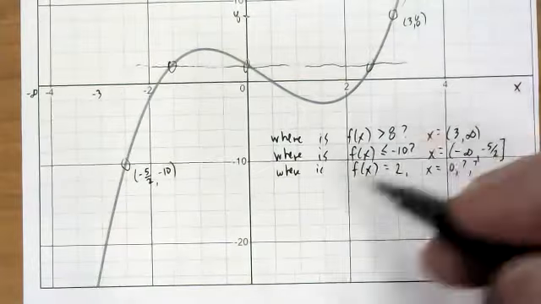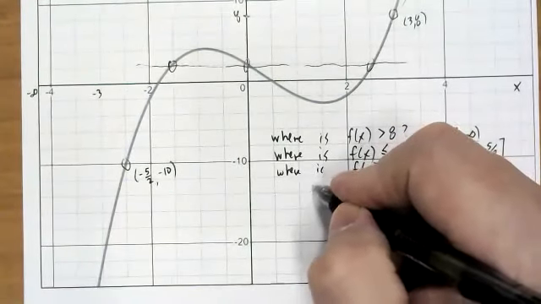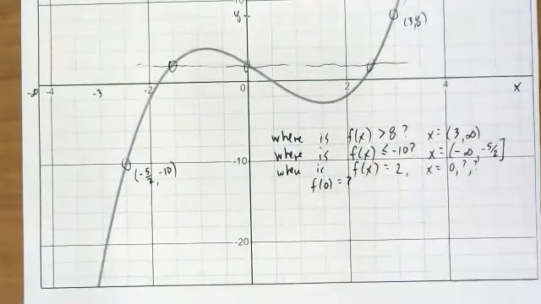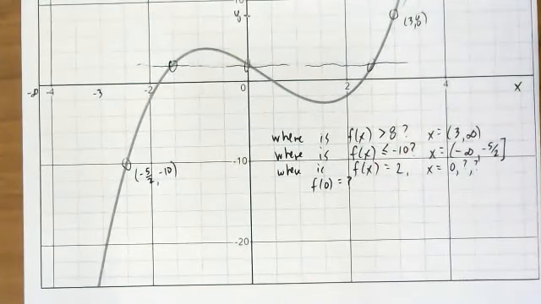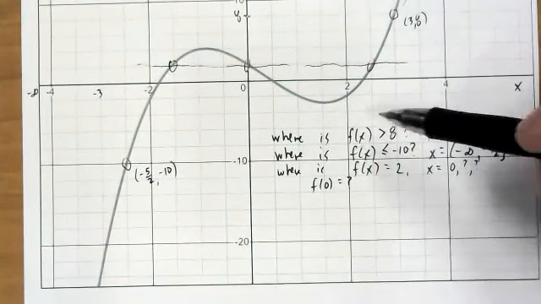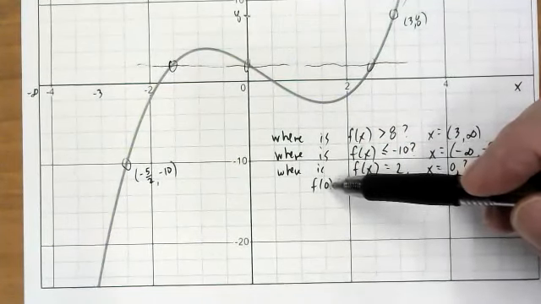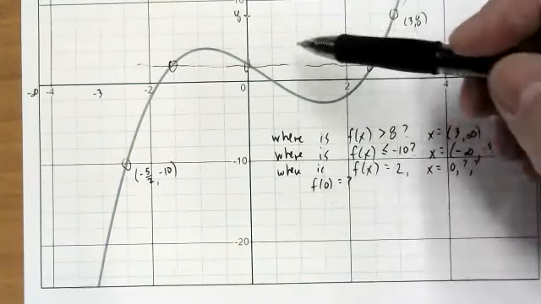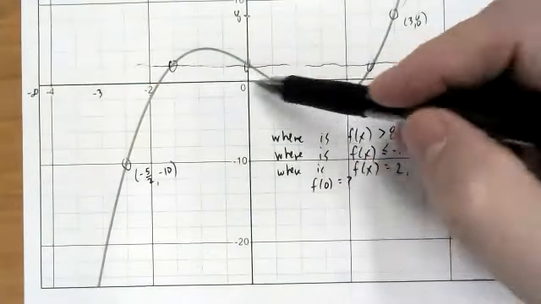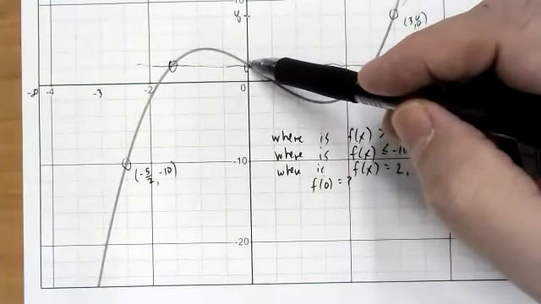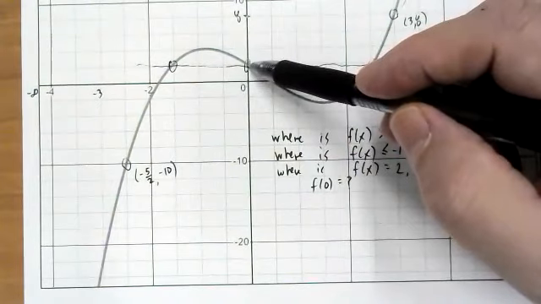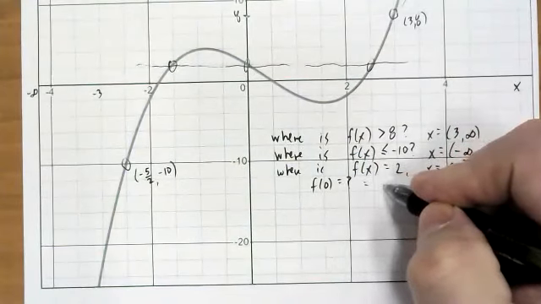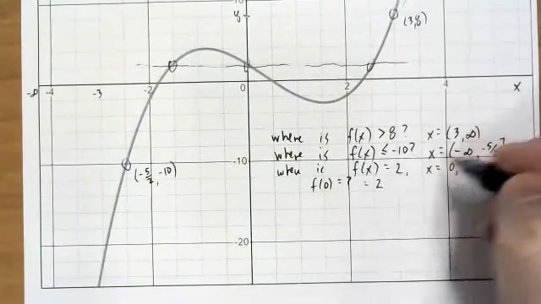Matter of fact, just for fun, I could have said, what if I ask this? f of zero equals what? This means go on the graph and find where on the graph x equals zero. Well, here's my x-axis. Zero's right here. Here's the point on the graph where x equals zero. And the function actually equals 2.